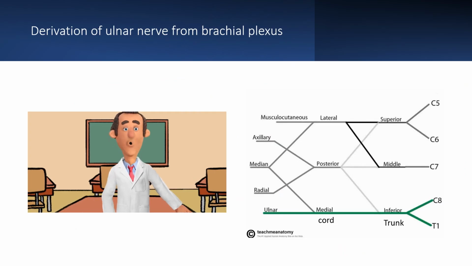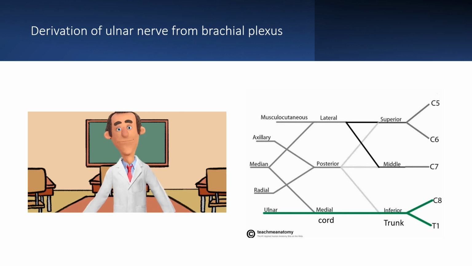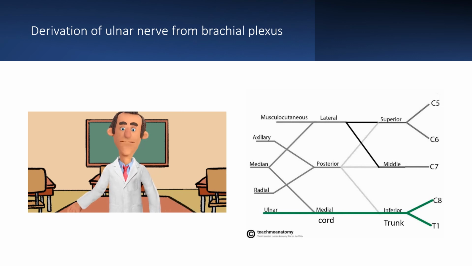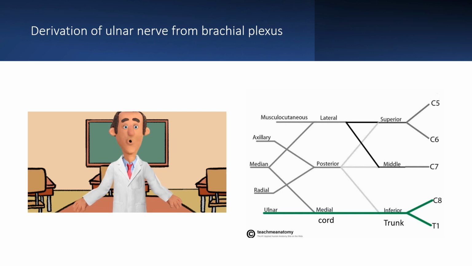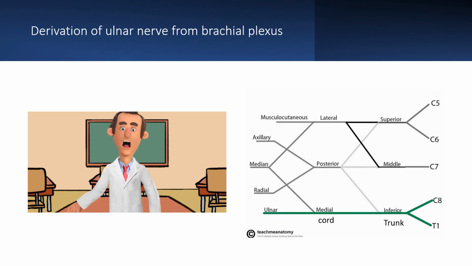So guys, as you can see in this diagram, this is the diagram showing the ulnar nerve, and the ulnar nerve is derived from the medial cord, which is again derived from the anterior division of the inferior trunk. And this inferior trunk is again formed by the C8 and T1 spinal root ventral rami.